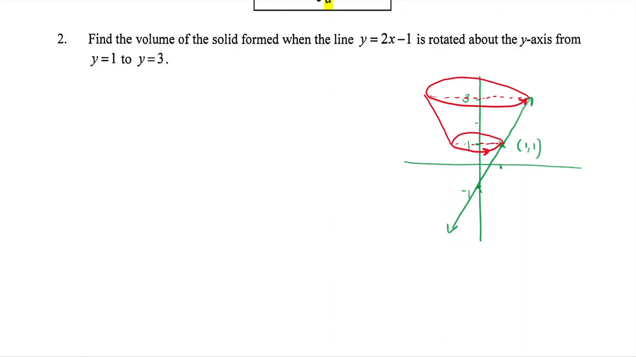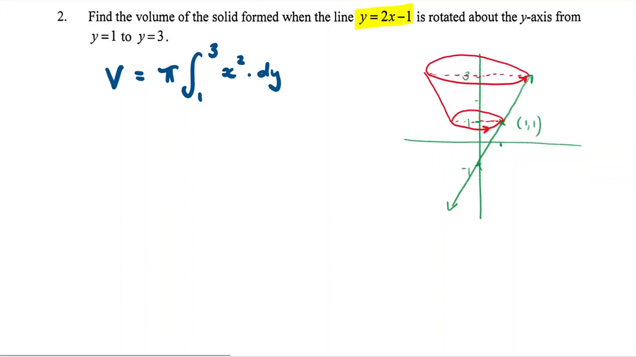Okay, let's have a look at our formula. V for volume about the y-axis is going to be equal to pi times the integral between 1 and 3 of x squared dy. But the problem is I don't have an equation for just x, I have an equation for y. So I'm going to have to do some rearranging. Let's do that over here on the side.